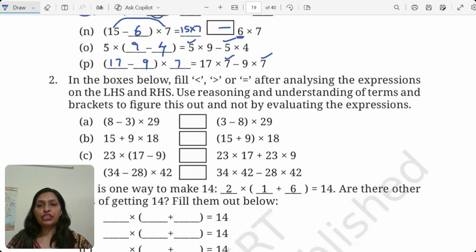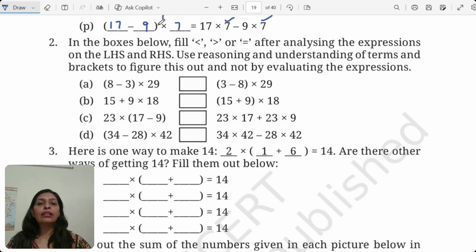Moving ahead to question number 2, we actually need to compare these numbers. So which one is greater than, smaller than, or equal to. But the condition applied here is not by evaluating. Means we have to give a valid reasoning and understanding of the expressions, how we need to solve it. We don't have to get a final answer. We do not want an exact answer. We just have to use our common sense to find which number could be the bigger one.